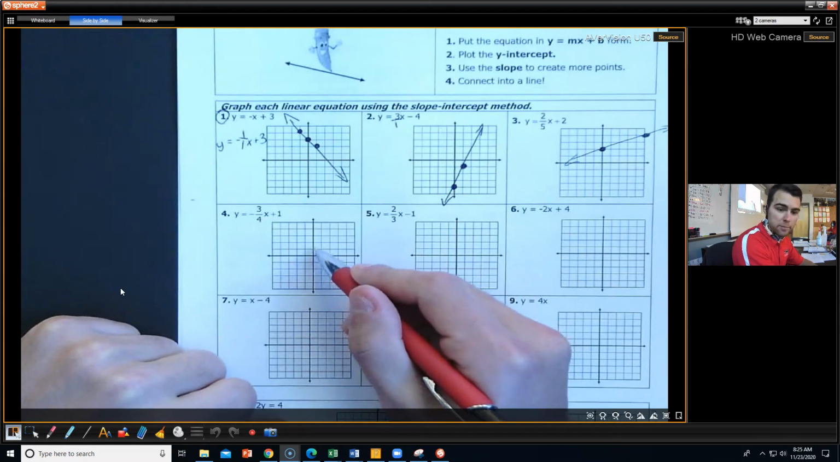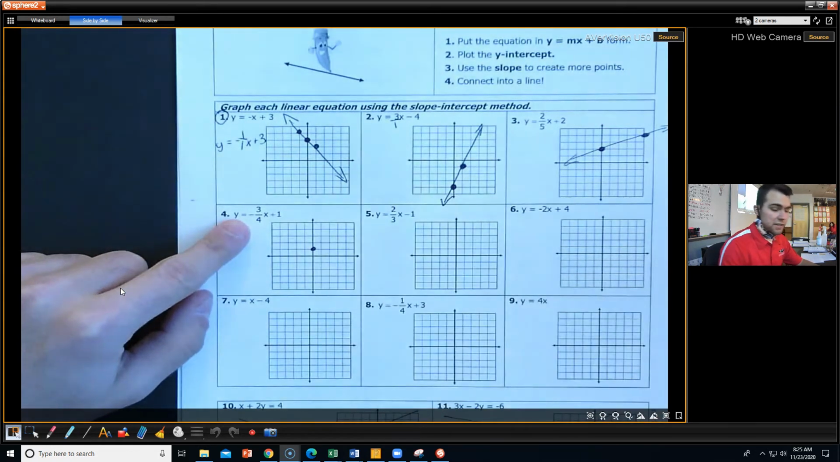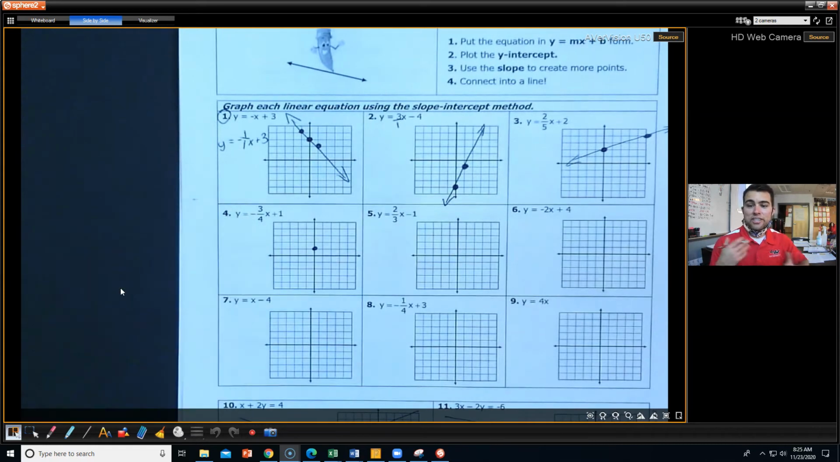I'm going to go up, plus 1 right here. There's my y-intercept. Now my slope is negative 3 over 4. So it's actually up to us what we want to make negative. We can make the rise negative. We can make the run negative. They just both can't be negative.